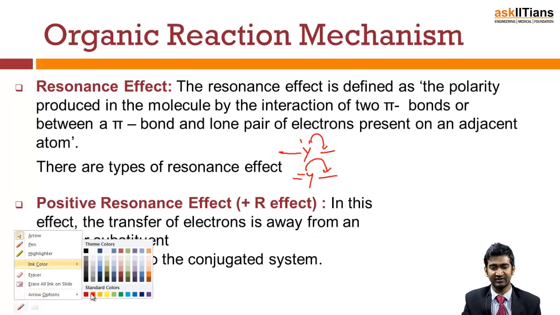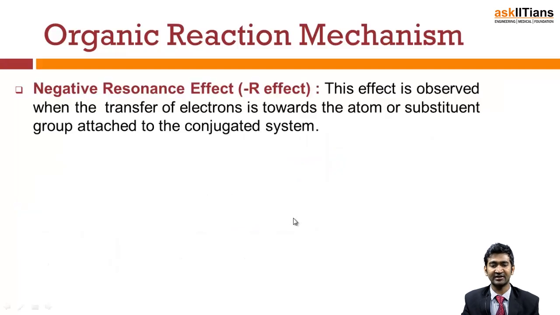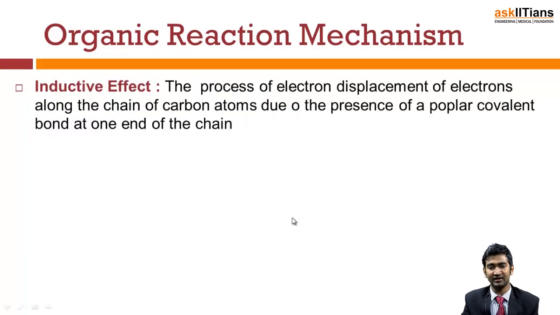Okay, it is away from the atom, like this way. This is a plus R case. Away from the atom or substituent which is attached to a conjugated system. And in the negative R, it is observed when the transfer of electron is towards the atom or substituent group attached to the conjugated system. That is my negative R.